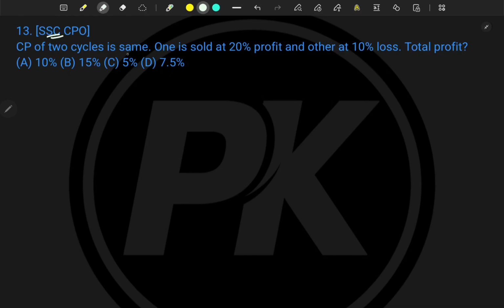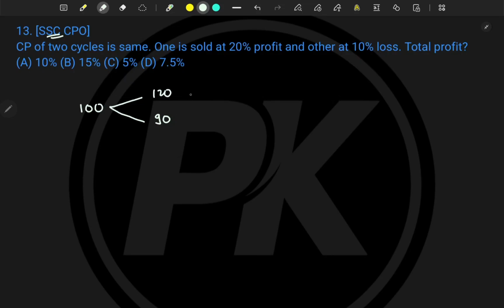The cost price of two cycles is the same. One is sold at 20% profit and the other at 10% loss. What is the total profit? Very easy. We have already seen such types of problems. Let's say the cost of each cycle was 100. One cycle is sold at 20% profit, that means for 120 rupees. The other cycle is at a 10 percent loss, that means it was sold for 90 rupees.